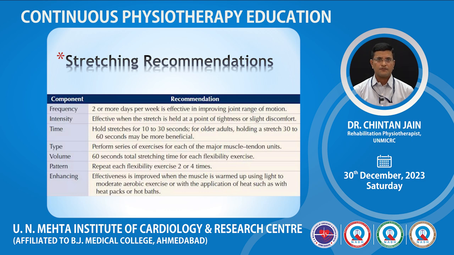Type: perform a series of exercises for each of the major muscle tendon units. Volume: 60 seconds total stretching time for each flexibility exercise. Pattern: repeat each flexibility exercise 2 to 4 times. Enhancing: effectiveness is improved when the muscle is warmed up using light to moderate aerobic exercises or with the application of heat, such as heat packs or hot baths.